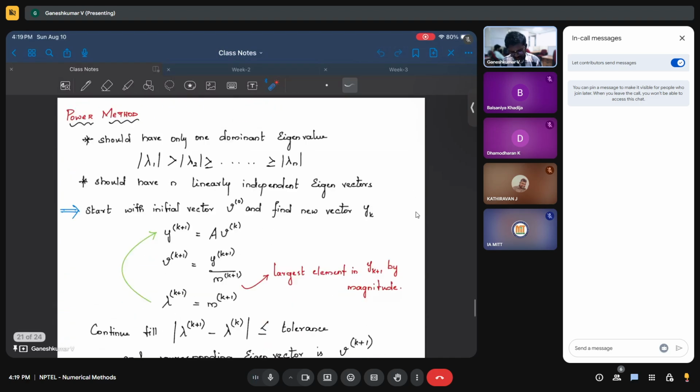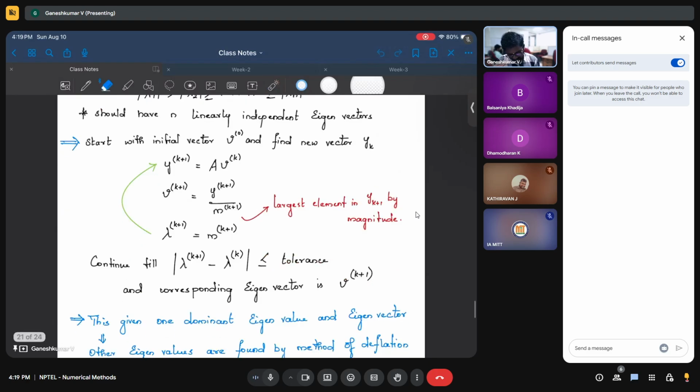The next one we saw is the power method. In the power method, it usually finds only the dominant eigenvalue, and it is also important that you have one single dominant eigenvalue. If not, this is not going to work. And also n linearly independent eigenvectors. So these two conditions have to be satisfied in order for the power method to work. And it is much simpler.